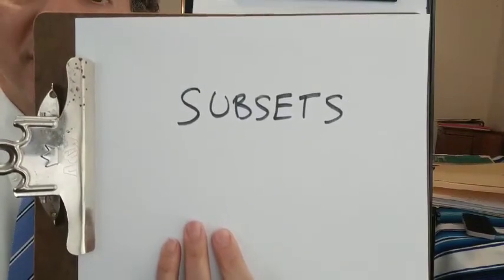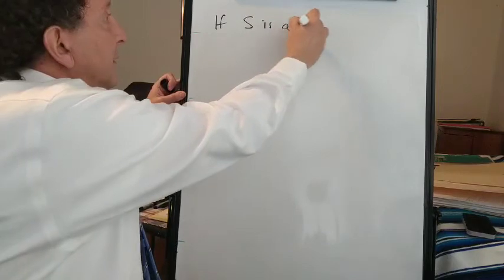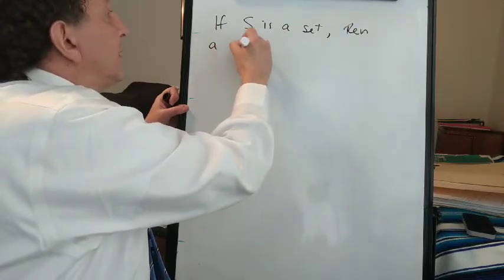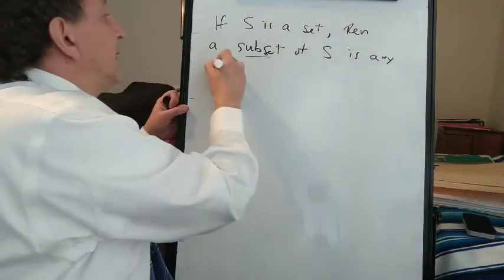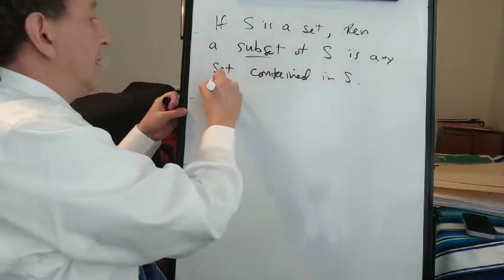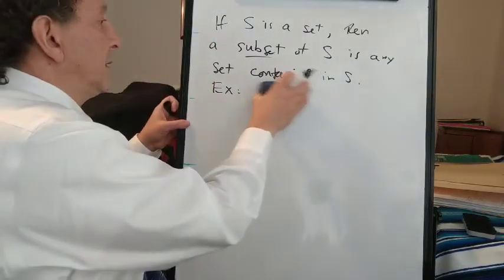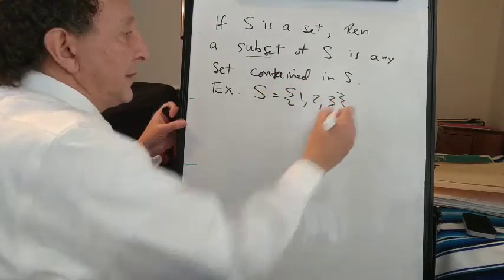Another thing that we're going to count in this course is the subsets of a set. Now, if S is a set, then a subset of S is any set contained in S. So for example, let's let S be a 3-element set. So S is the numbers 1, 2, 3.